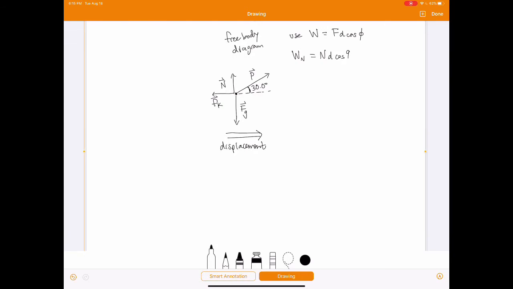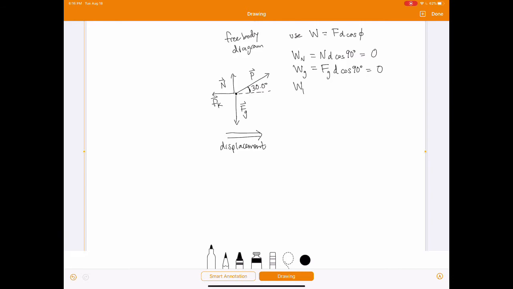Well, in this case, the normal force is at 90 degrees to the direction of motion, because we're moving to the right and the normal force is straight up. So that's a 90-degree angle. This is going to give us 0 because cosine of 90 works out to 0. Do something similar with the force of gravity. The work done by gravity is going to be the force of gravity times the distance. But again, the angle between the force of gravity and the direction of motion is 90 degrees. So we get 0 for that work also.